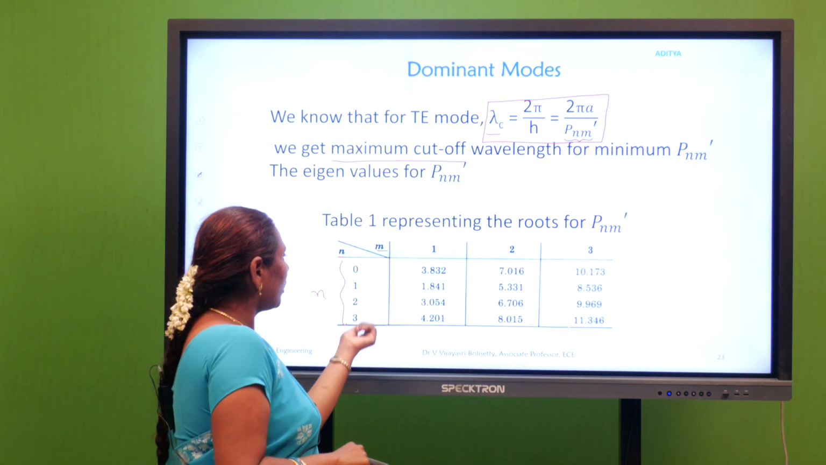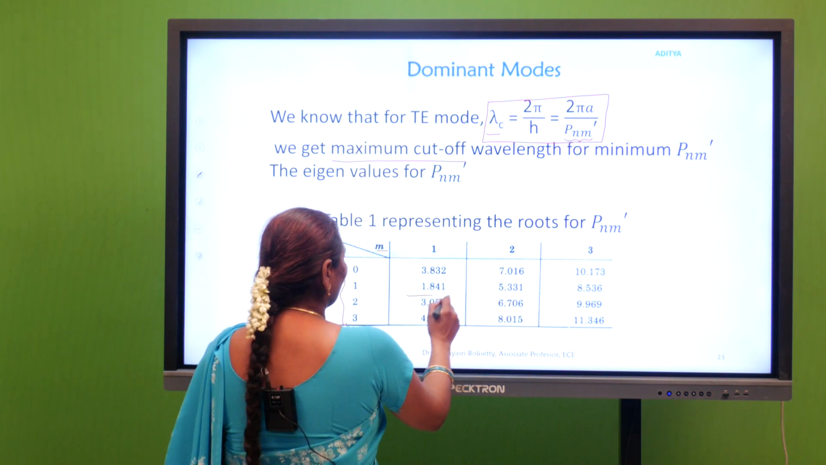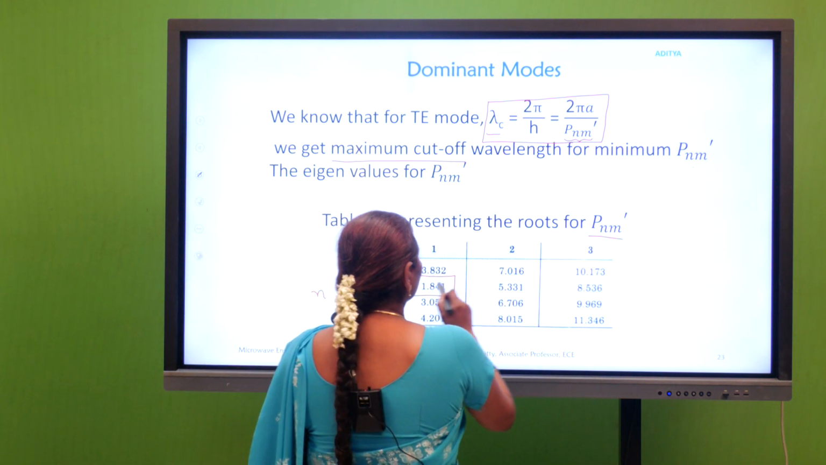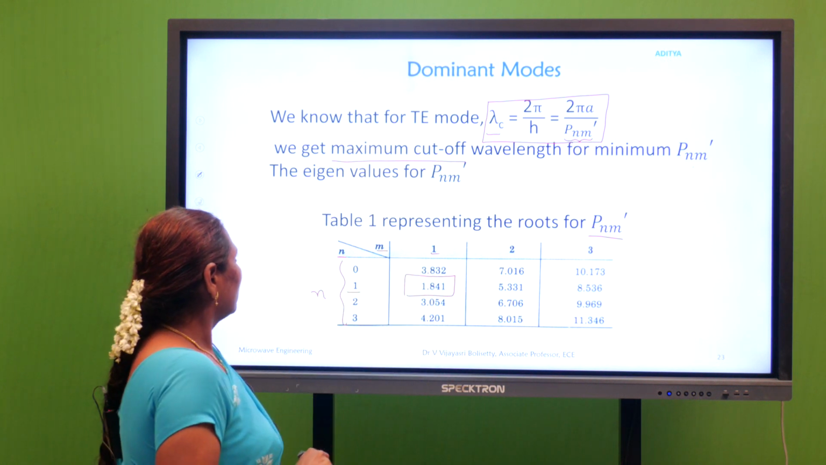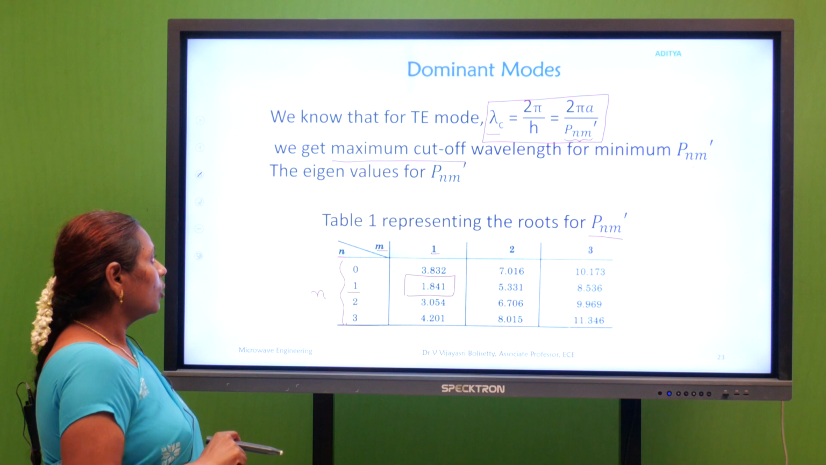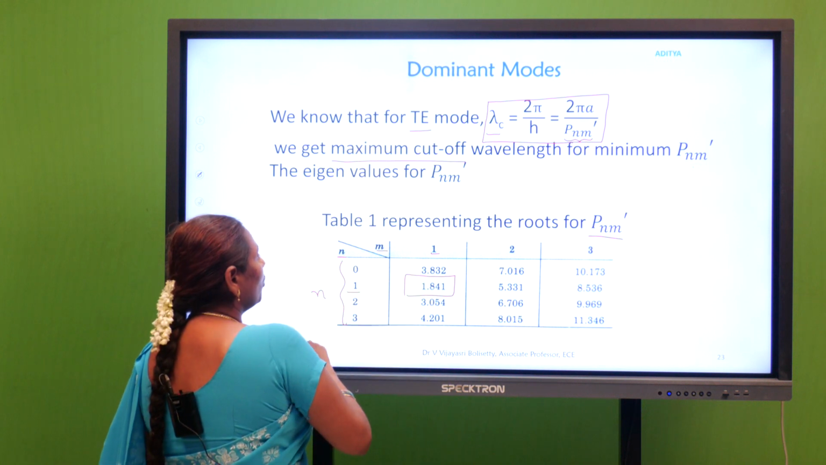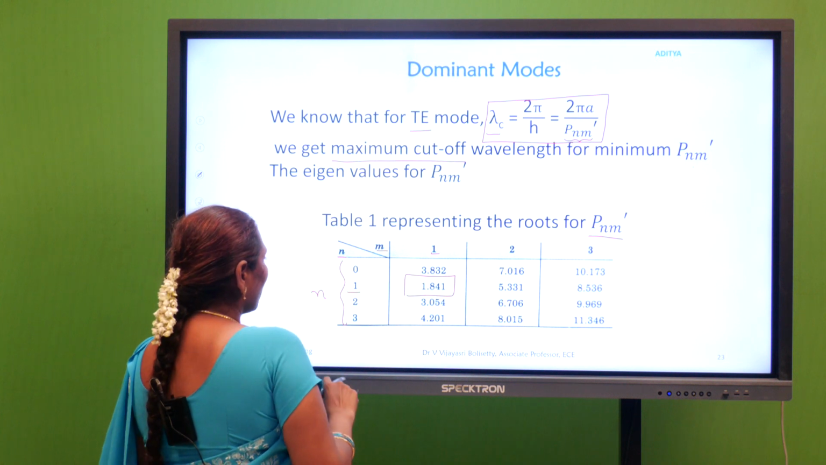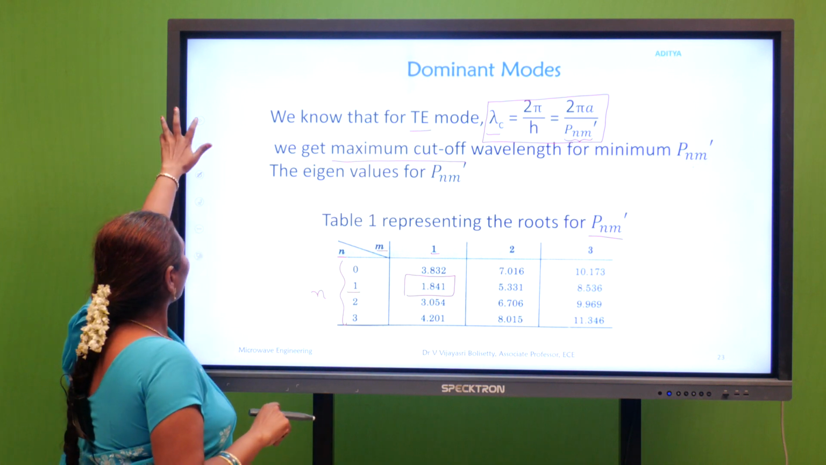So, for n 0, 1, 2 and for m 1, 2, 3 we have different values, and in this entire table we identify this value to be the minimum. So, the Pnm dash roots are minimum at n is equal to 1 and m is equal to 1. At this minimum value we get the maximum cutoff wavelength. Pnm dash means we are considering the TE mode.